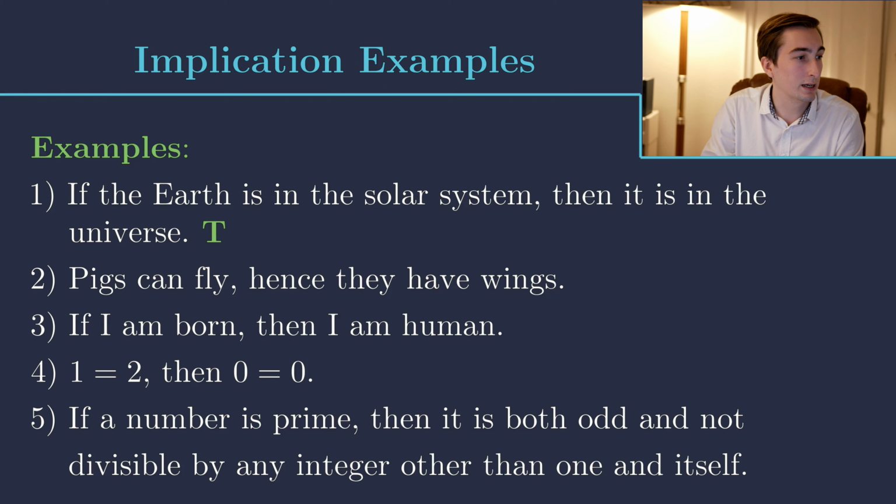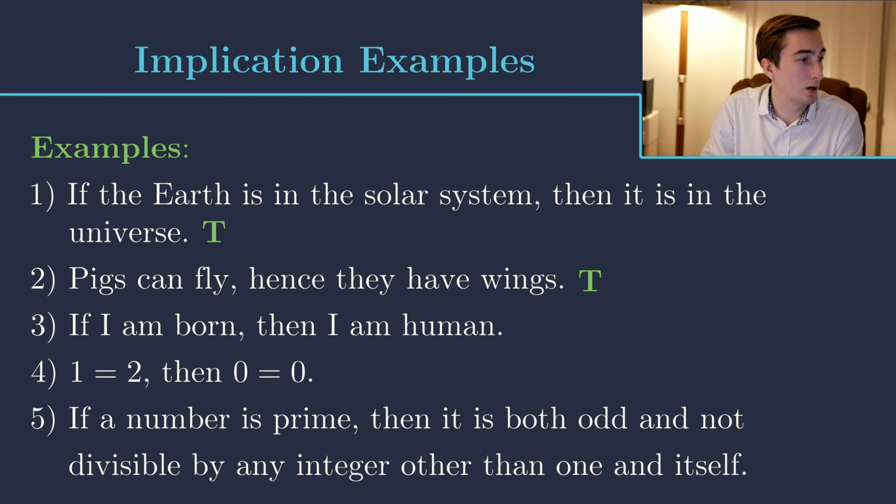We've got pigs can fly, hence they have wings. Well, our initial statement, pigs can fly, is false here. And recall that for our implication operator, if the initial statement is false, then the overall implication is true. So regardless of the second statement, whether or not it's true or false, the overall thing is true. So this thing is true, which is a bit surprising. So this is an example of a falsehood implying a falsehood, which overall is true.